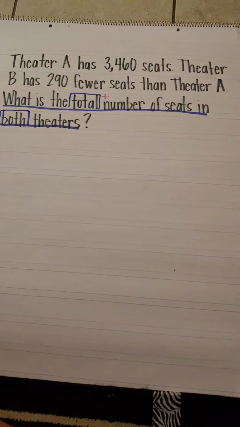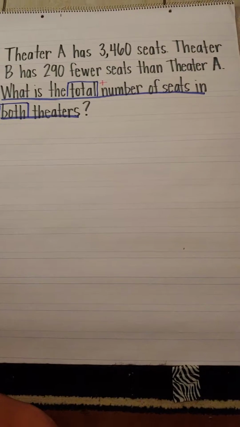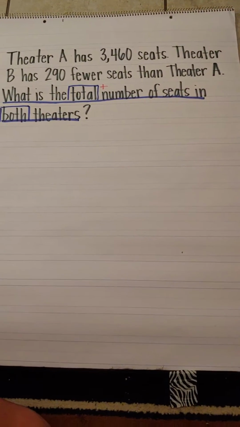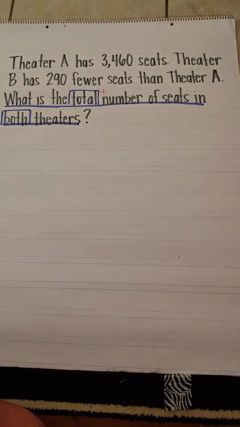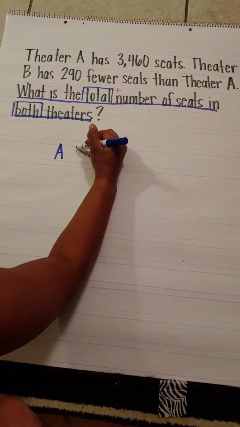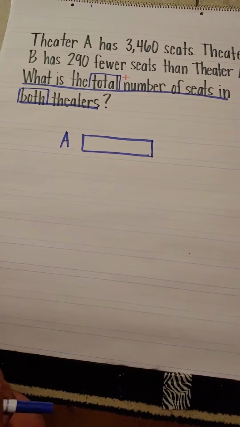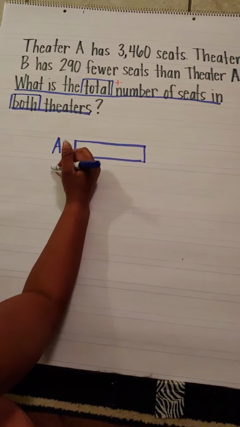Okay? So when we're doing our comparison bar model, we have two theaters. We have Theater A and Theater B. So that means that we're going to have two separate bars. So Theater A will have a bar, and then Theater B will also have a bar.